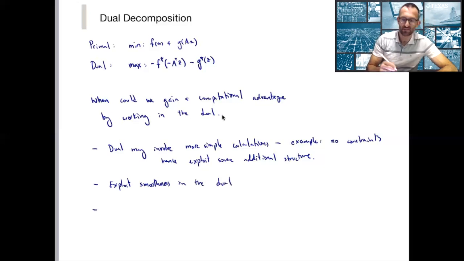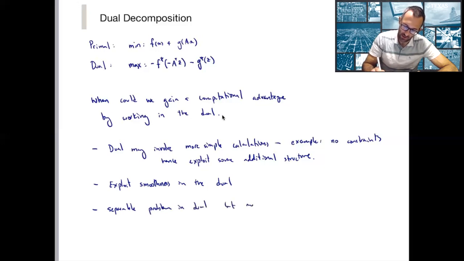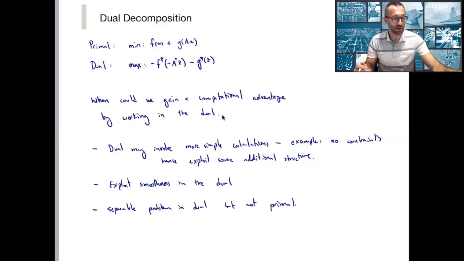Or, similar to the first point of having no constraints, we might have a separable problem in the dual, but not in the primal. Something might be separable in the dual, but it may lack separability in the primal. Typically, this will happen because of a norm, or because of some kind of inequality or equality constraints.